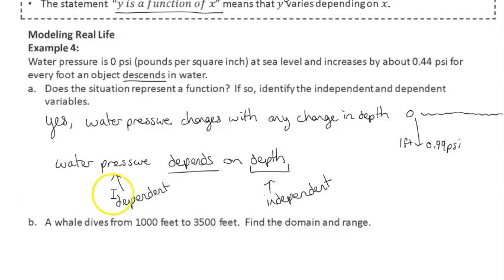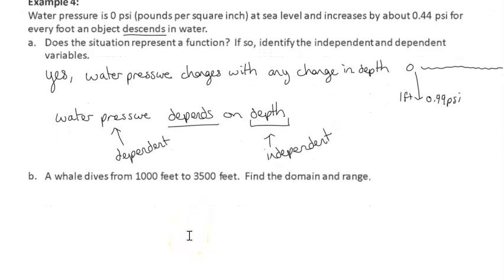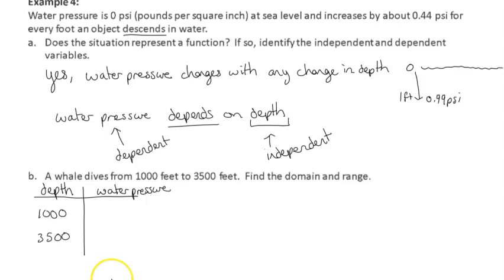All right, so it says, a whale dives from 1,000 feet to 3,500 feet. Find the domain and the range. Okay, so I'm just going to make a table because it's easier to look at. So your input is your x, and that was depth. Remember, depth was independent, so that's your input. Your dependent was water pressure, so that's your output or your y value. All right, so the whale starts at 1,000 feet. That's how deep they are. And they go to 3,500 feet.